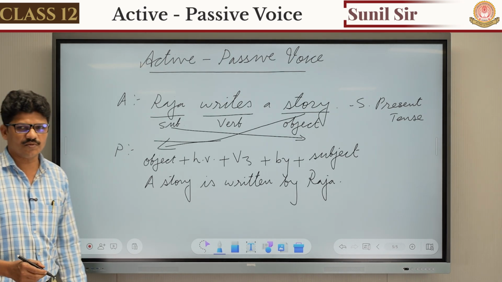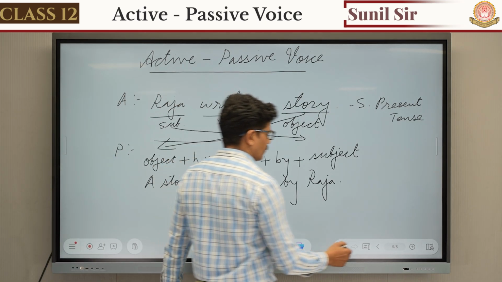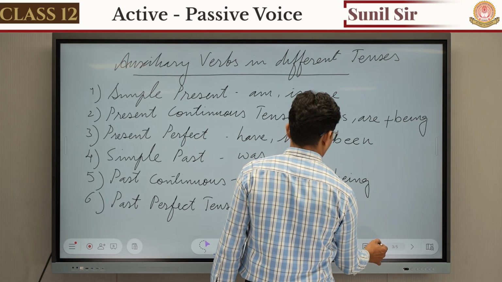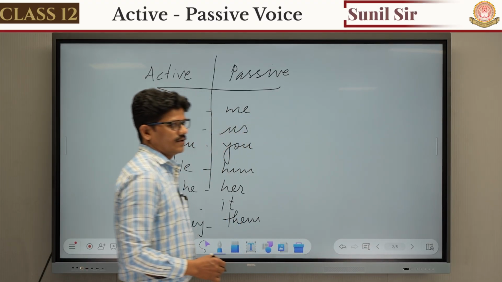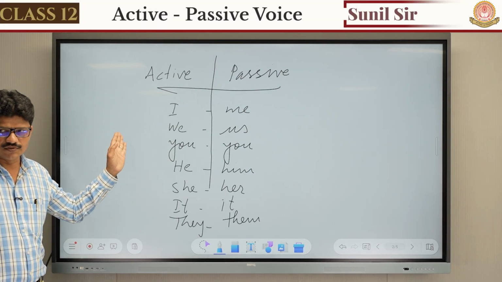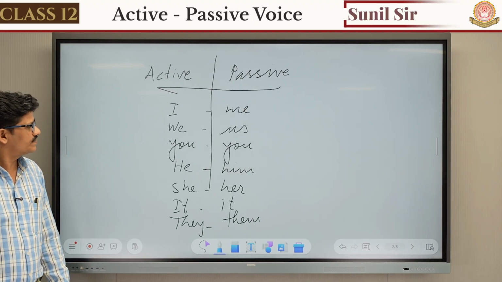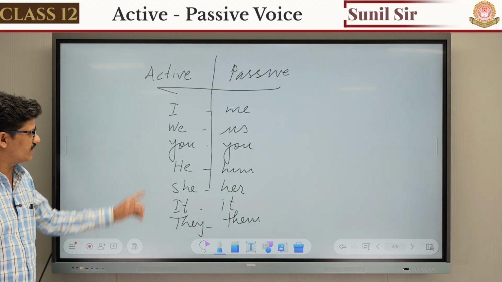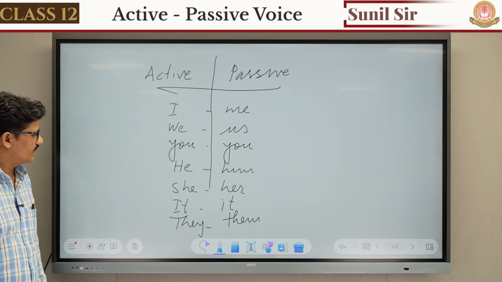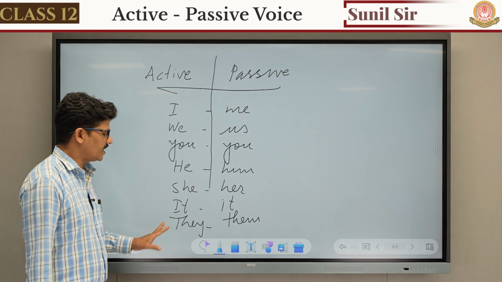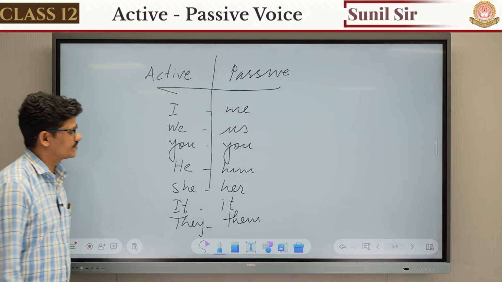Now we have to be careful about certain things. What are that certain things? Let's see. When we are changing active into passive and when there are some pronouns, I will change into me, we will change into us, you will not change, it will remain the same. He will change into him, she will change into her, it will change into it, means there is no change for it, and they will change into them.